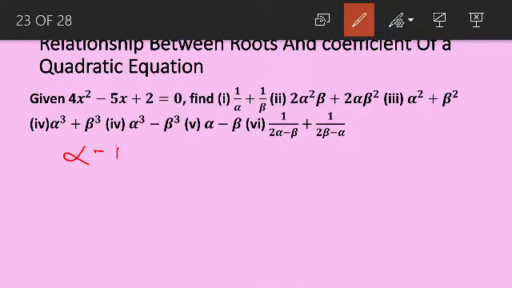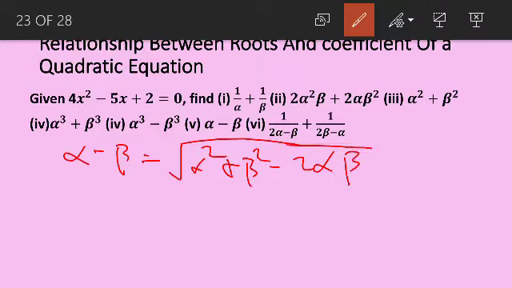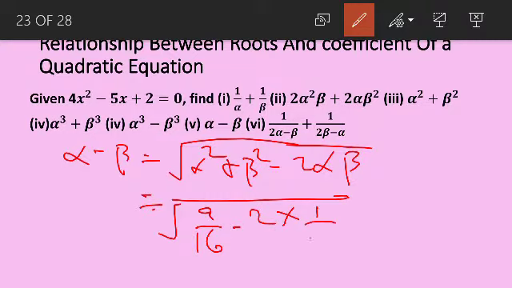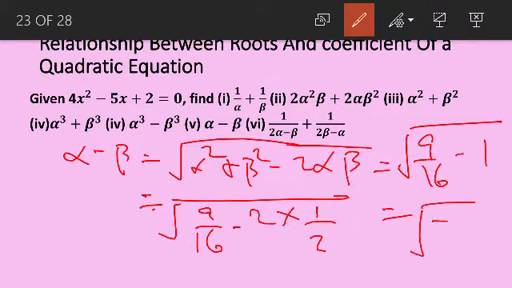We have alpha minus beta is equal to the square root of alpha squared plus beta squared minus 2 alpha beta. If we do that, we are going to get the square root of, remember we have alpha squared plus beta squared to be 9 over 16, so this is 9 over 16, then minus 2 times alpha beta, which is 1 over 2. So that is going to give us the square root of 9 over 16 minus 1, and that is going to be the square root of minus 7 over 16. So that is what we get there.